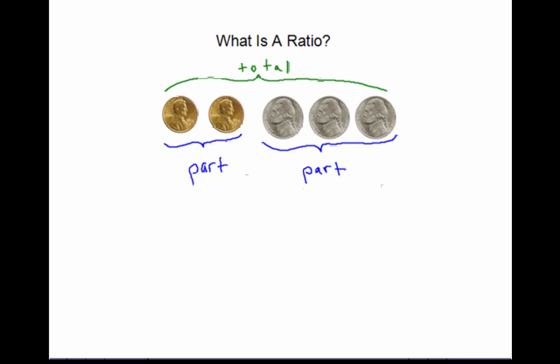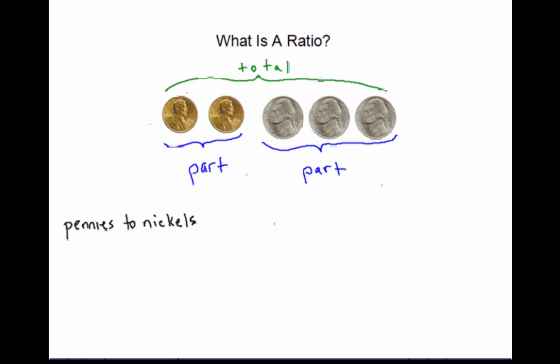Now that we've identified all the parts that make up our group of coins, we can compare these different quantities. And to do that, we're going to use a ratio. So let's begin by looking at some part-to-part ratios. Let's look at pennies to nickels. Well, we can see that there are 2 pennies to 3 nickels. So the ratio is 2 to 3.